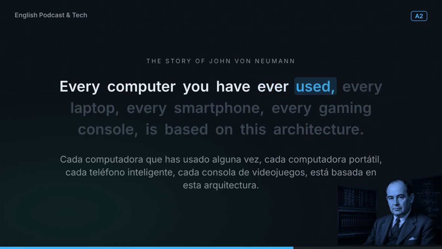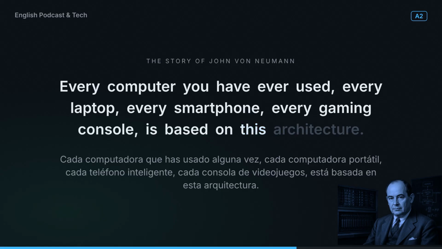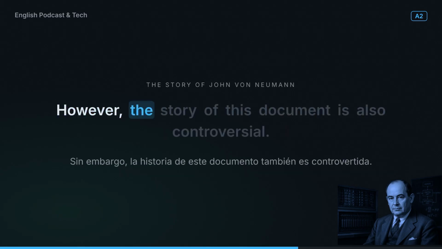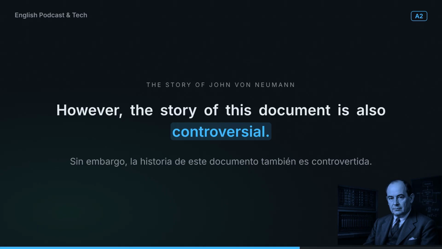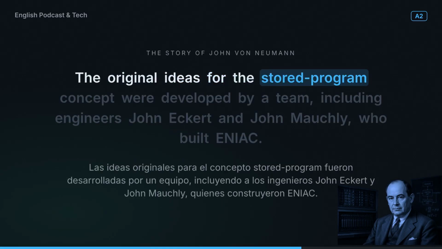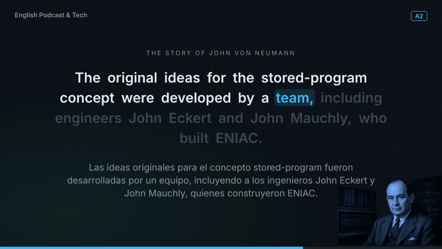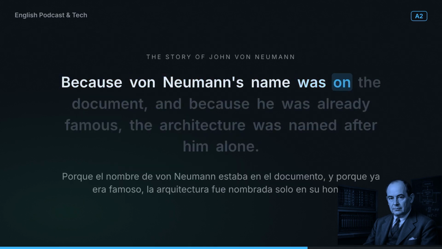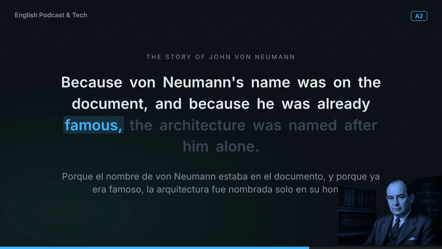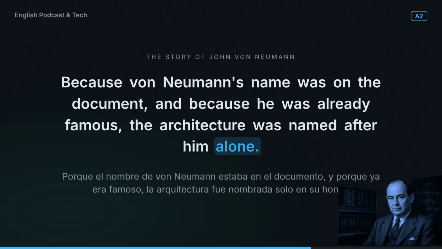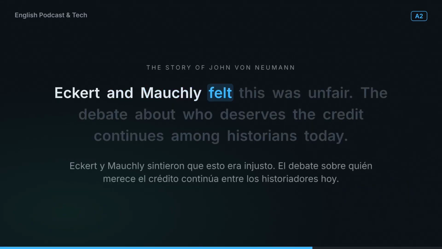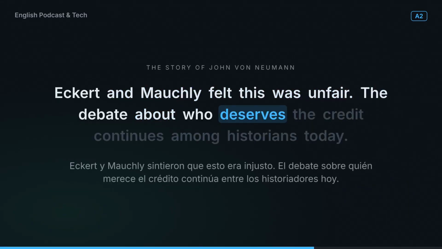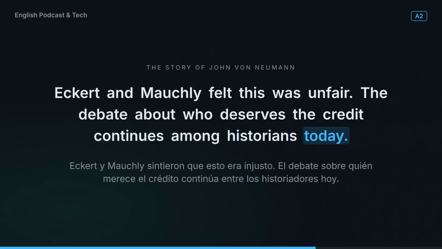Every computer you have ever used, every laptop, every smartphone, every gaming console, is based on this architecture. However, the story of this document is also controversial. The original ideas for the stored program concept were developed by a team, including engineers John Eckert and John Mauchly, who built ENIAC. Because von Neumann's name was on the document, and because he was already famous, the architecture was named after him alone. Eckert and Mauchly felt this was unfair. The debate about who deserves the credit continues among historians today.